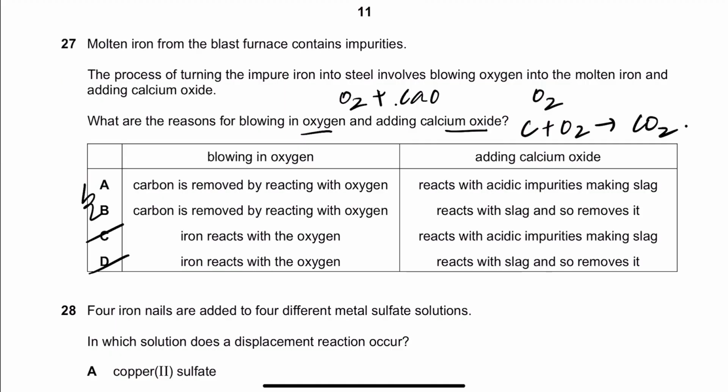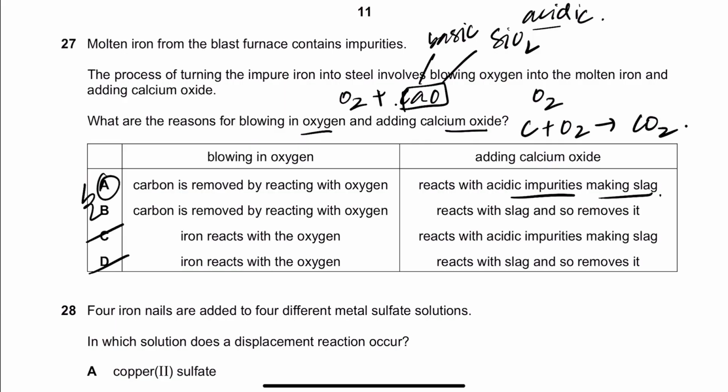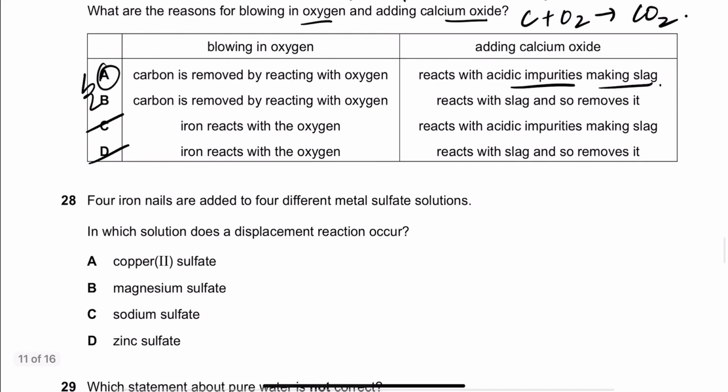And then why we were adding calcium oxide was to react with the silicon dioxide, that was our impurity. This was a basic oxide and this was acidic, base and acid, so we realized that we had a neutralization reaction taking place. So it reacts with the acidic impurities making slag, and A was my answer because calcium oxide plus silicon dioxide was giving me calcium silicate. So calcium silicate, right? That was slag, and this could be used in making glass and stuff.